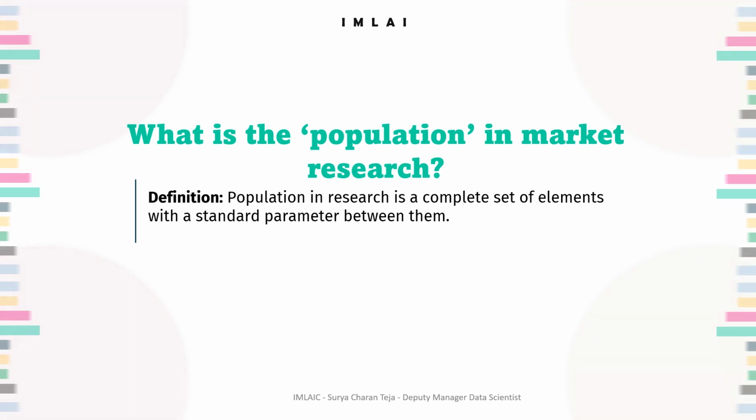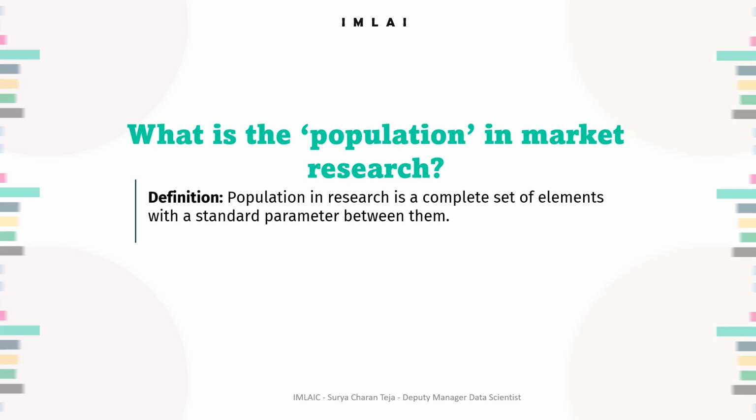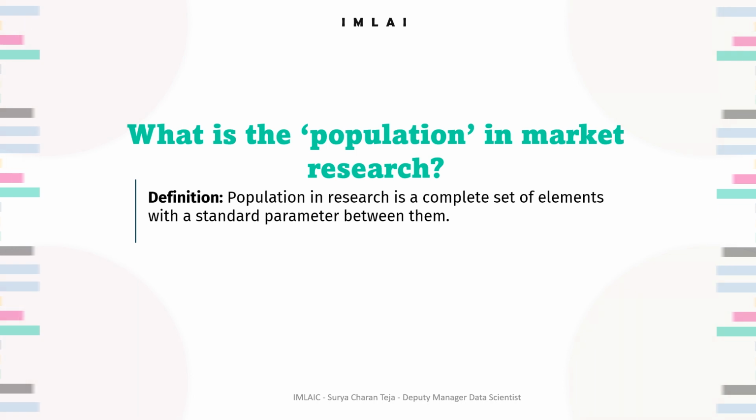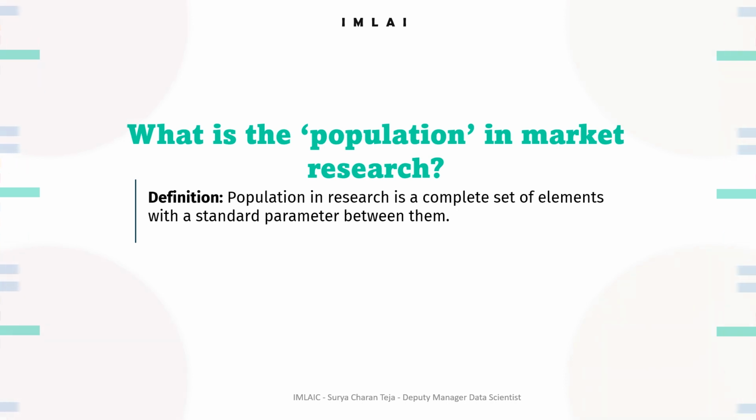For example, the total number of pet stores on Sunset Boulevard in Los Angeles, California, or the total number of KFC stores in Bengaluru. So if you keep it simple, a population is a complete set of elements or entities with a common trait. It can be any parameter of data that possesses a common trait.